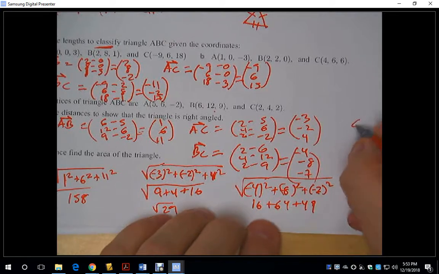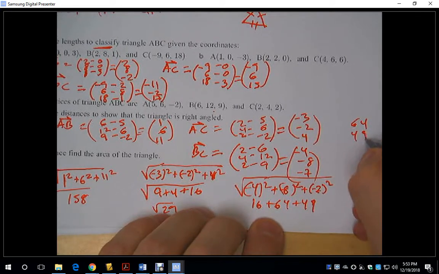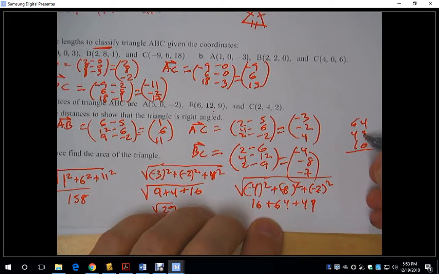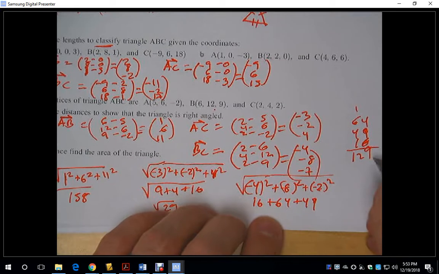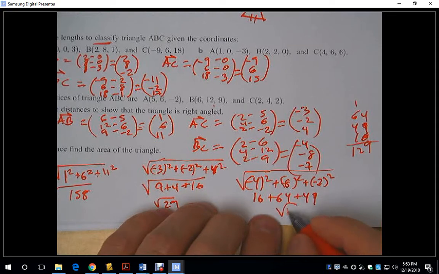So we have 64 plus the 49 plus the 16. 9 plus 4 is going to give us 13. What was that, a 6? 13. Plus the 6 is 19. And then we add up these 6. 6 plus 4 is 10, plus 1 is 11, plus 1 is 12, so I have 129, so I have the square root of 129.